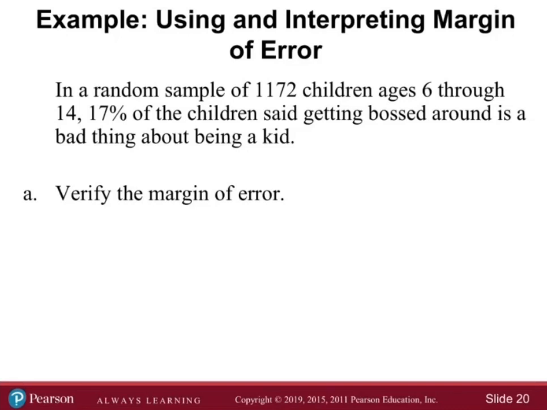Okay. So on a random sample of 1172 children ages 6 through 14, 17% of the children said getting bossed around is a bad thing about being a kid. Verify the margin of error. What do we say? Plus or minus 1 over the square root of n times 100%. All right, margin of error. We said plus or minus, let me clean it up, plus or minus 1 over the square root of n times 100% is our margin of error.